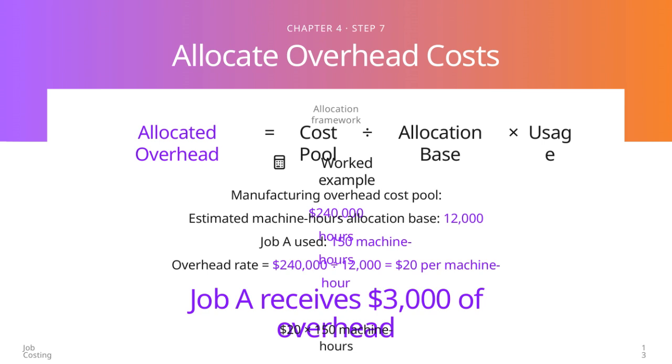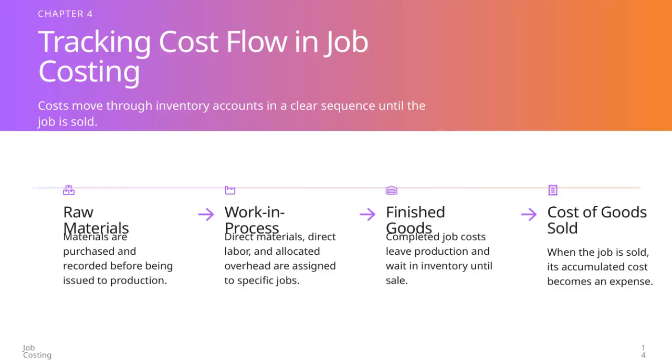This framework is fundamental in job costing because it helps us assign indirect costs accurately, ensuring better cost control and pricing decisions. In job costing, costs flow through inventory accounts in a specific sequence before the job is ultimately sold. It begins with raw materials, which are purchased and recorded in the system before being issued to production. As the job progresses, direct materials, direct labor, and allocated overhead are assigned to specific jobs and recorded in the work-in-process account. Once the job is completed, its total costs move from work-in-process to finished goods inventory, where they wait until the job is sold.